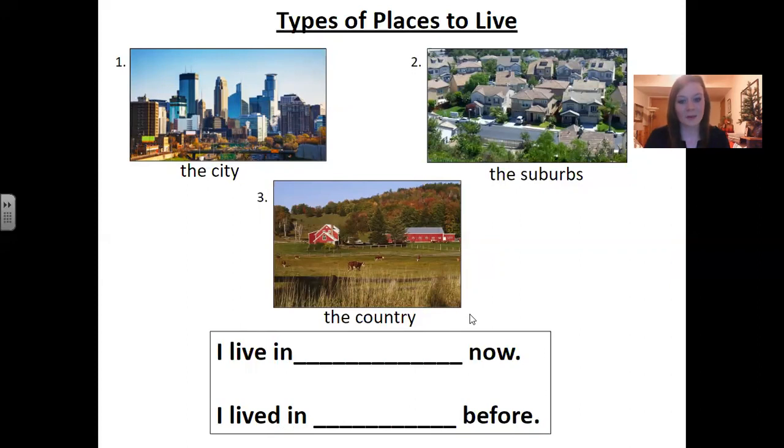And also we practiced present and past. For me, I would say, I live in the suburbs now. I lived in the city before. What about you?